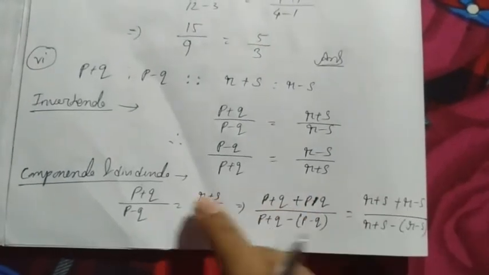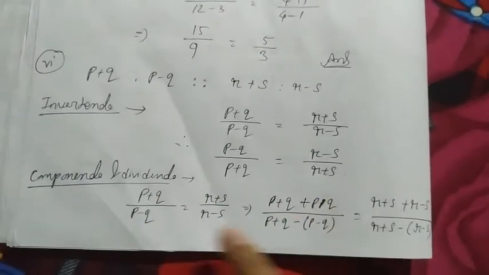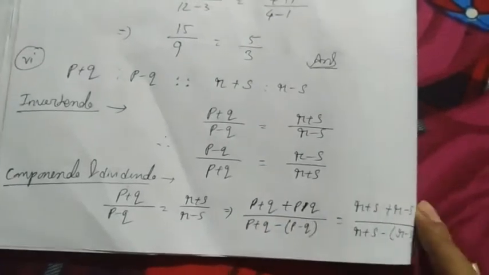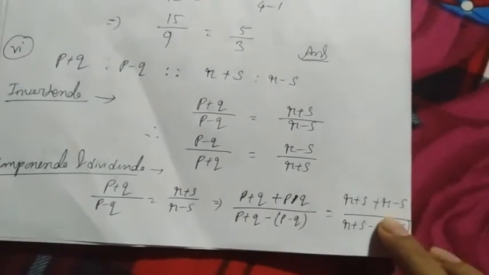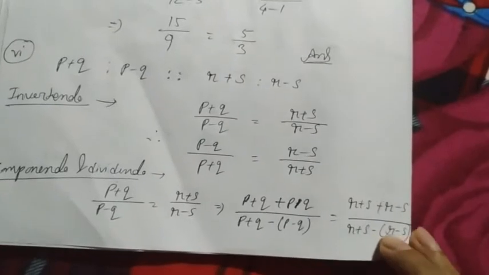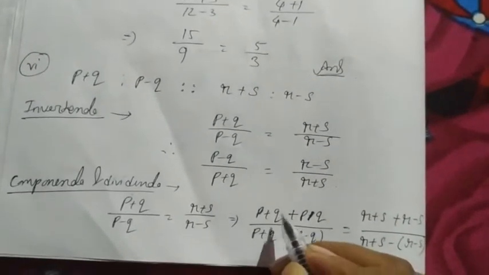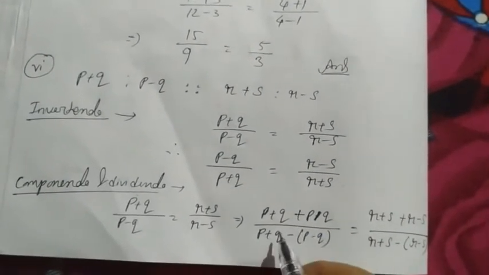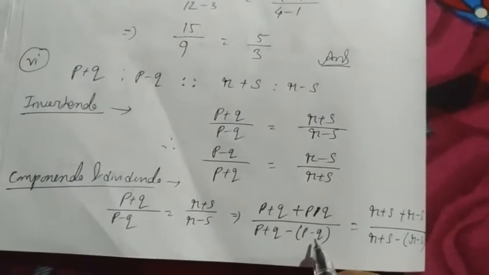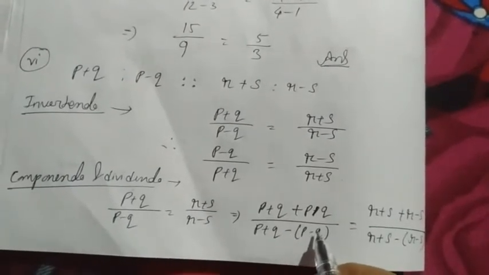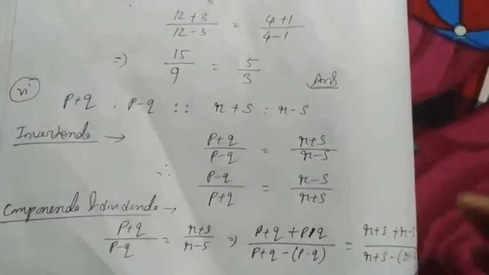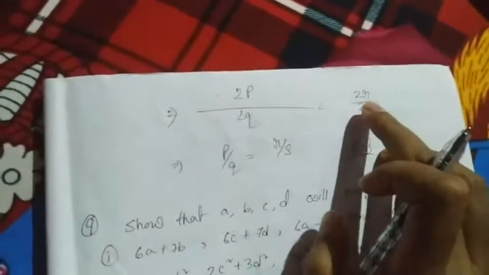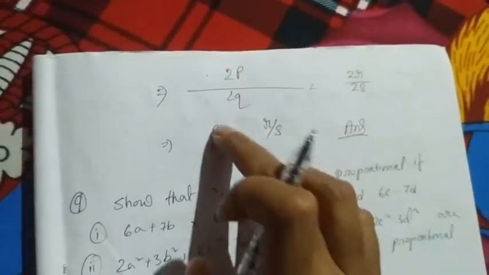So P plus Q plus P minus Q, P plus Q minus P minus Q, R plus S plus R minus S, and R plus S minus R minus S in the bracket. Here you see Q gets cancelled out, giving 2P. And here P plus Q minus P plus Q, so P gets cancelled out, giving 2Q. So 2P by 2Q equals 2R by 2S. The 2 gets cancelled out: P by Q equals R by S.